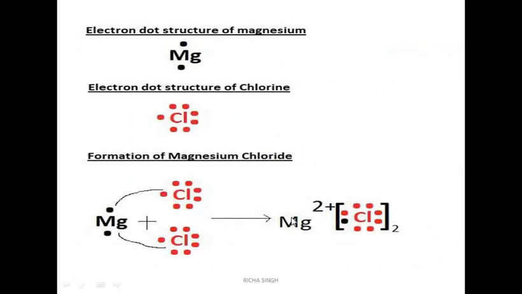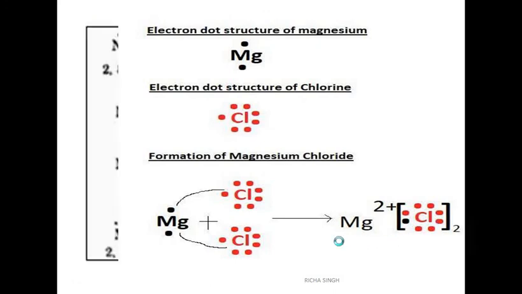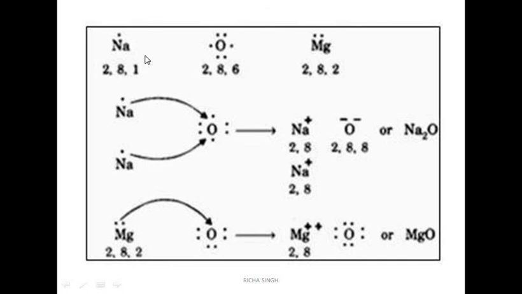Let's see some more examples. Try to do this on your own also. Magnesium has 2 valence electrons, chlorine again 7. So 2 valence electrons will be donated to 2 chlorine atoms. Now the formula will be Mg 2 plus here because it has donated 2 electrons, and Cl in a bracket twice because 2 chlorine atoms have received these electrons. Try to do Na2O also and MgO.